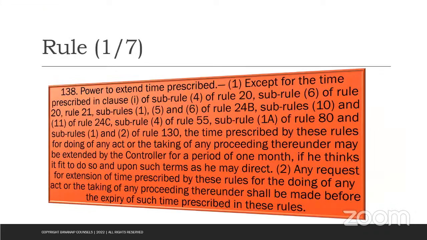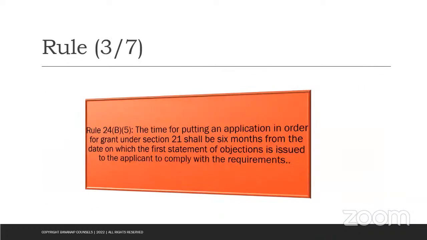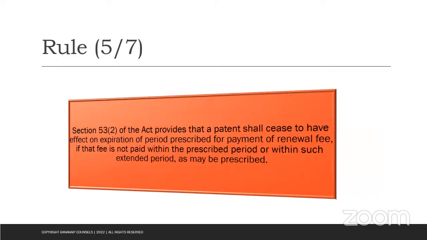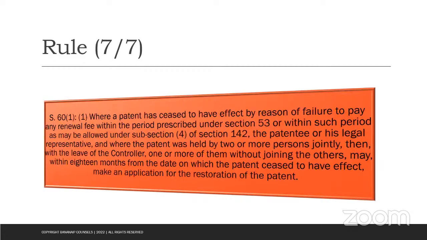And so the rules and sections relevant to this case are first Rule 138, which talks about the power of the Controller of Patents to extend time prescribed in the rules for a period of 1 month in certain cases. And one of the exceptions is time for meeting the deadline under Section 21. That is, time for filing the response to the office action. So the prescribed time limit is 6 months from the date of the issuance of the FER, with further extension of 3 months. Then the other relevant rule sections concerning the restoration are Section 53, Section 142, and Section 61.